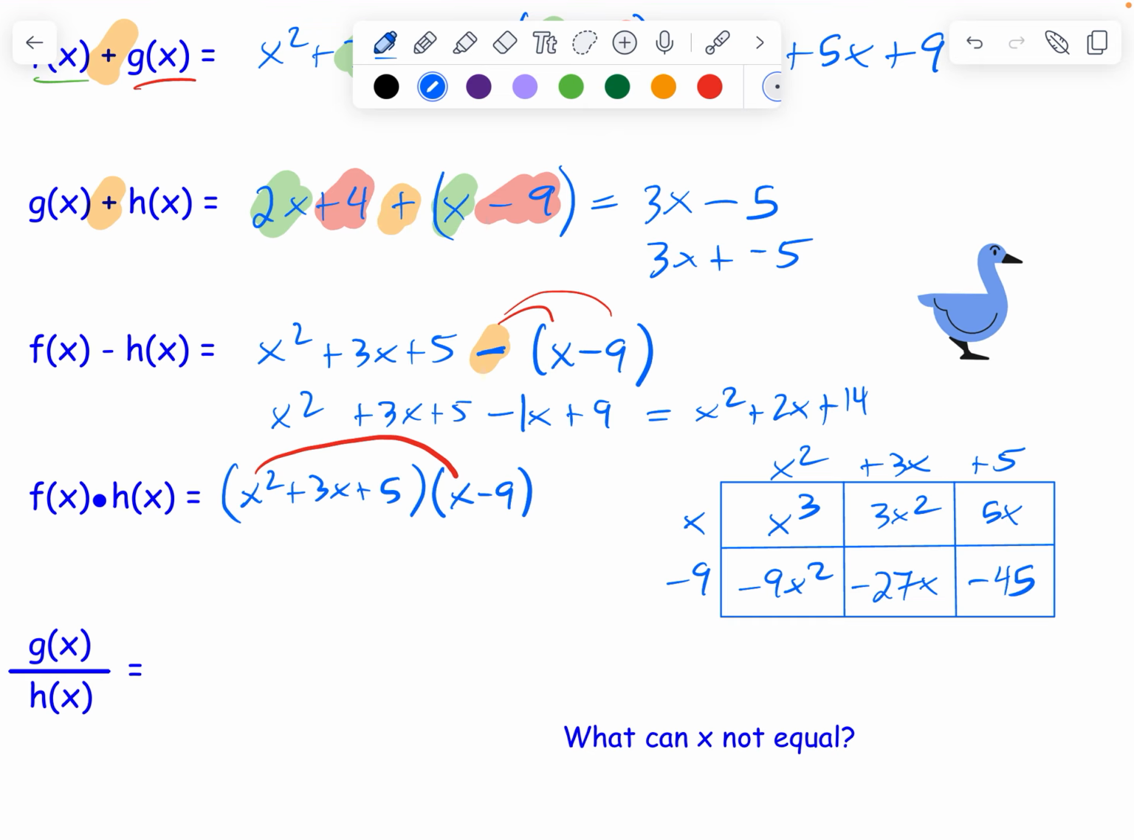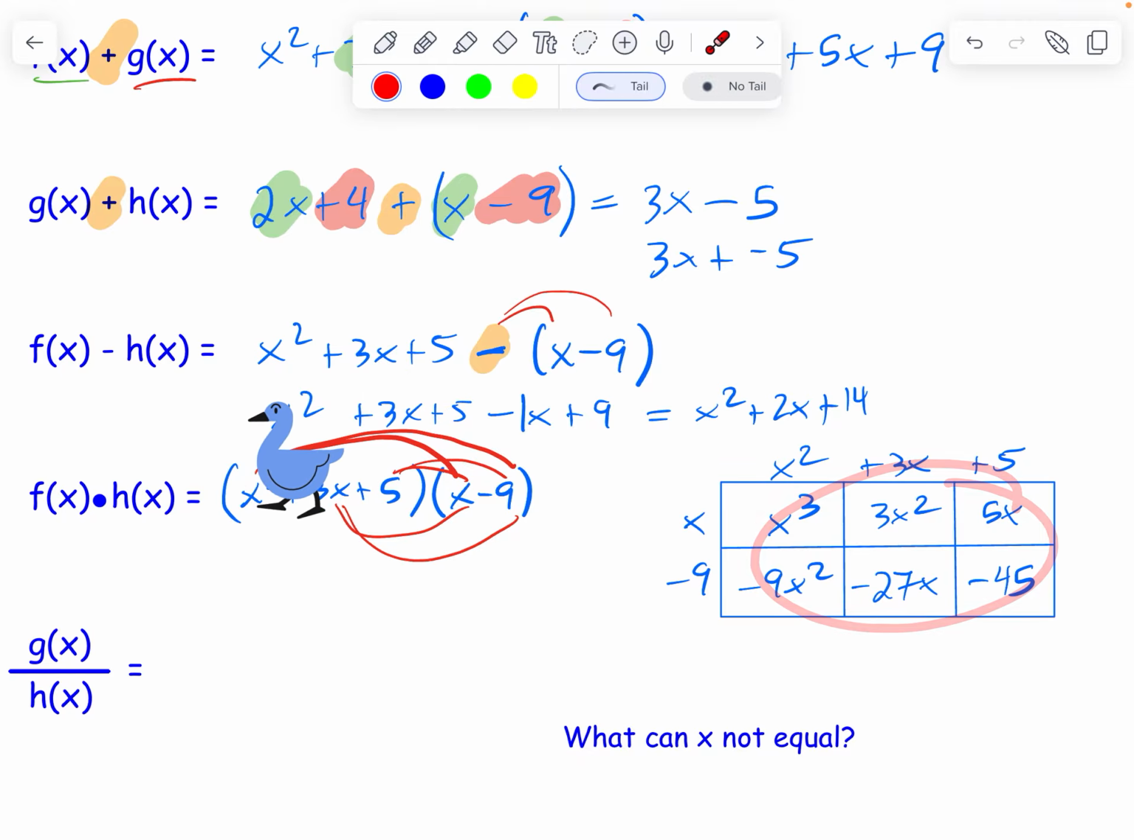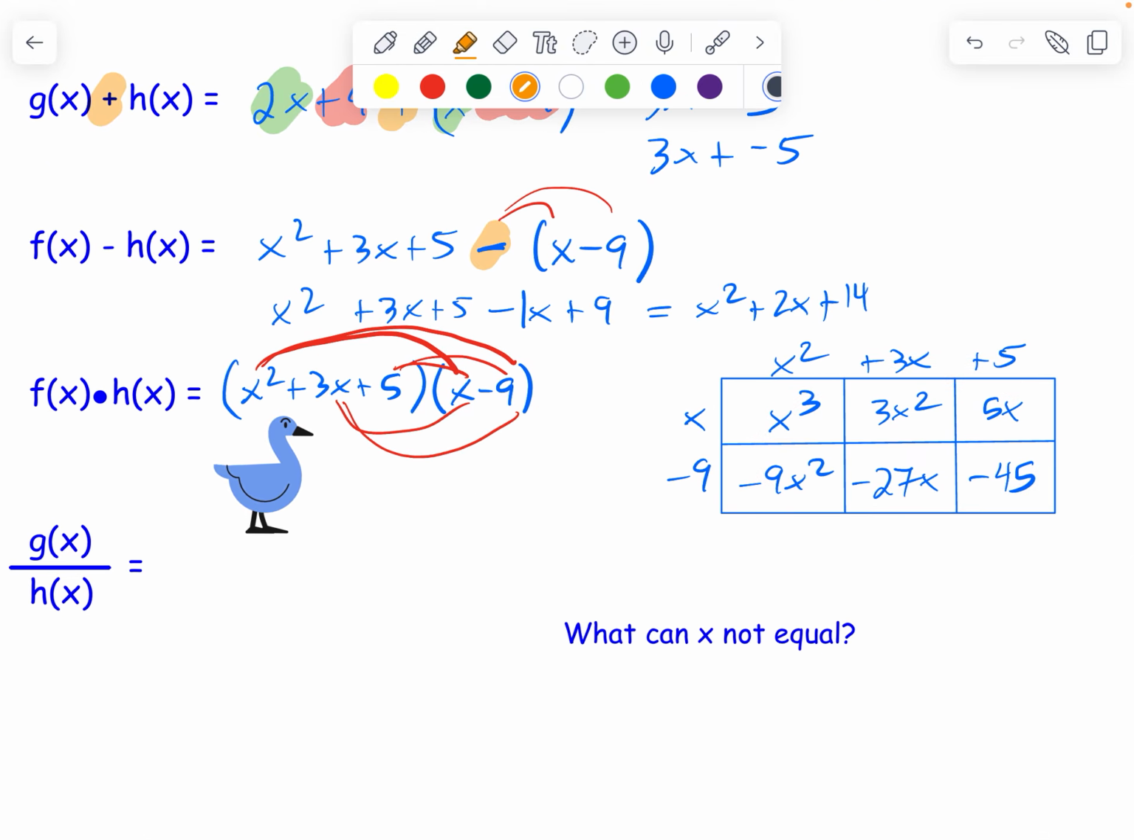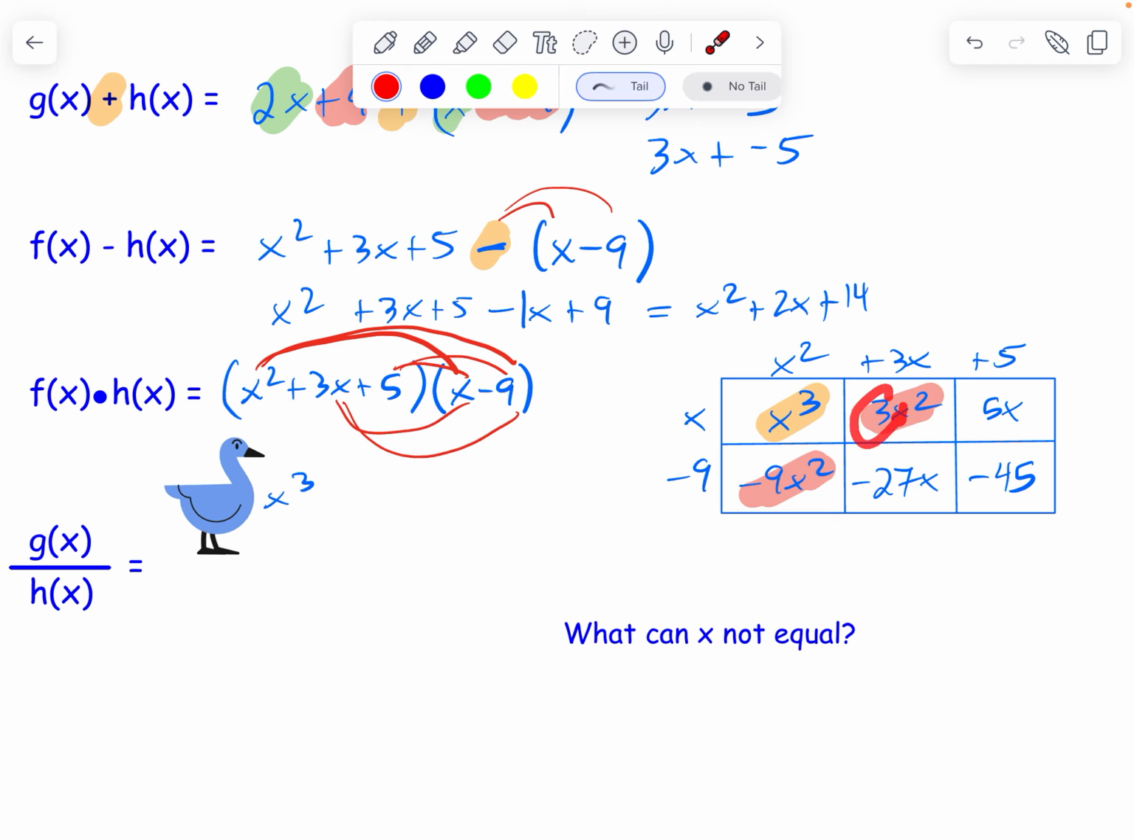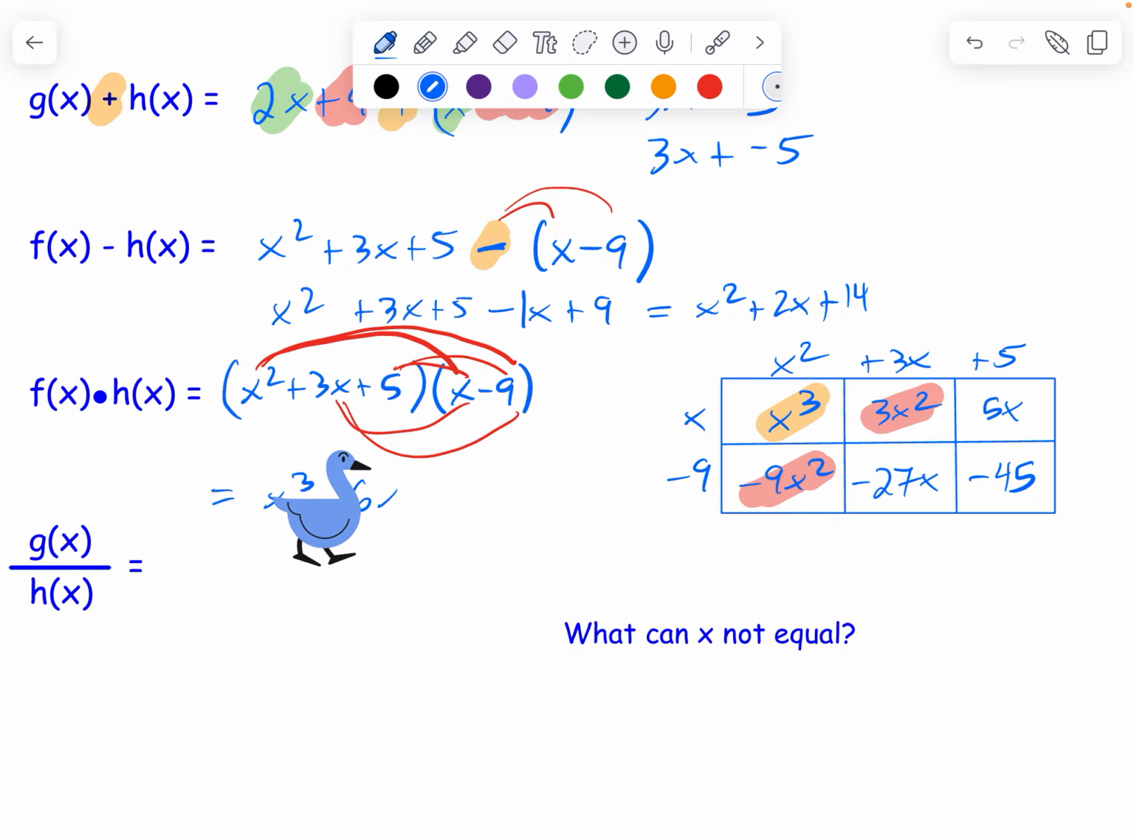9 times 5. Okay. So you would get that if you did those two arcs, and then those two arcs. That's 6 arcs, and that's these 6 boxes. You still have to put together like terms, okay? X cubed is the only cubed term, so I'll start there. It equals x cubed. Then I have 2 squared terms. Be careful with the signs, right? So it is 3 minus 9, which is, drum roll, negative 6x squared.